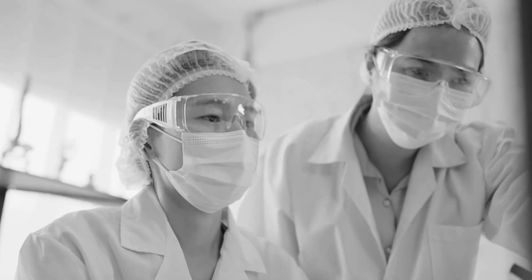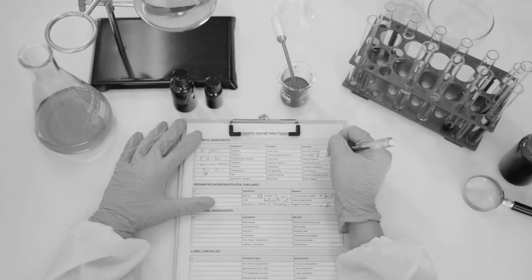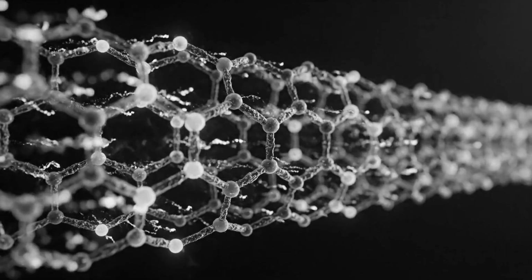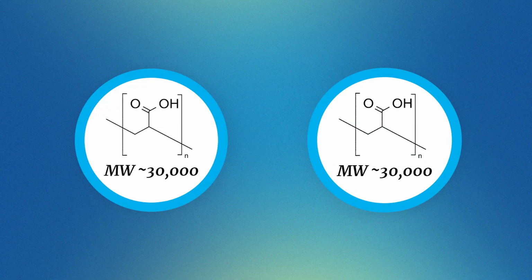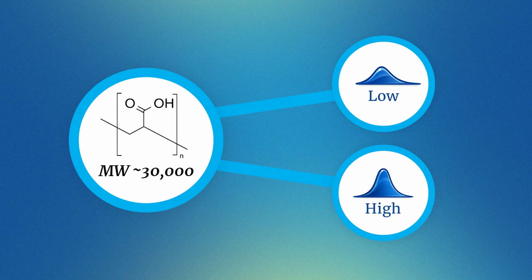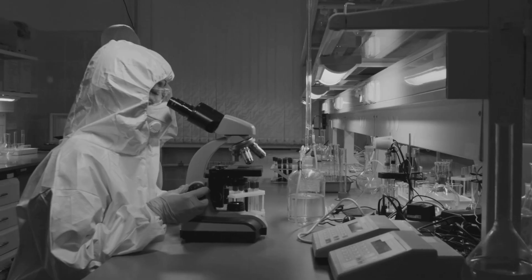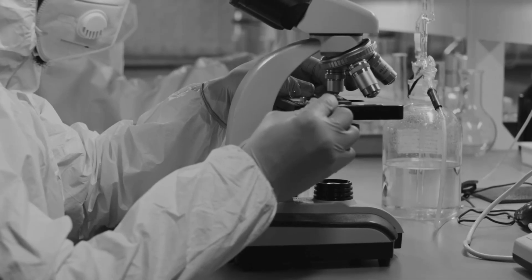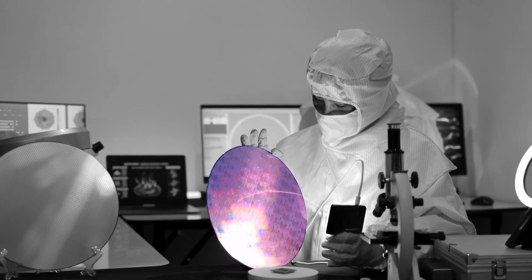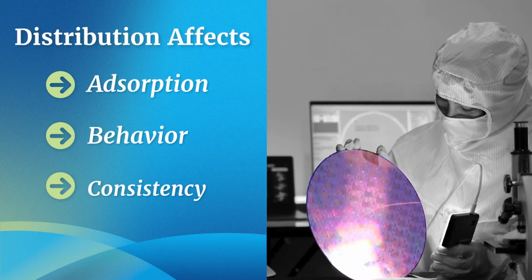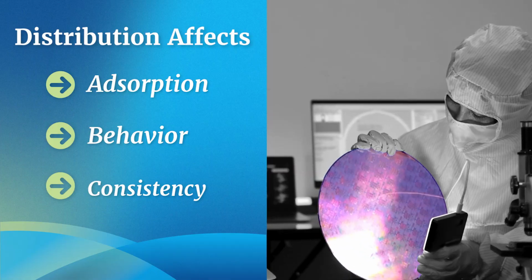Molecular weight is usually reported as a single number, which is an average. That average doesn't tell you how the polymer chain lengths are actually distributed throughout the material. Two PAA grades can share the same reported molecular weight and still have very different distribution profiles. For example, one might contain a higher fraction of shorter chains while another might have a broader high molecular weight tail. In CMP applications, those differences influence how the polymer adsorbs to the wafer surface, how the slurry behaves, and how consistently material is removed during polishing.